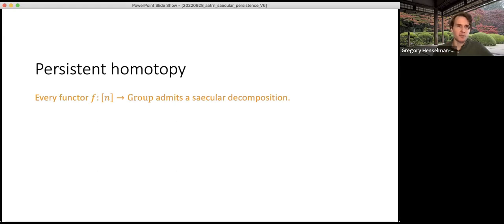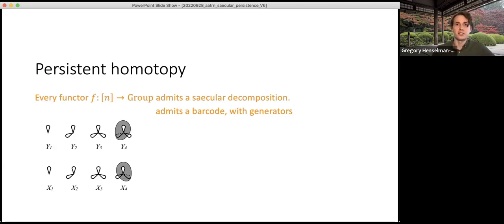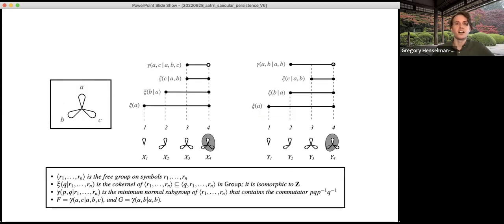So any functor from a finite totally ordered set into group admits a secular decomposition. That means it admits a secular barcode and secular generators. We talked about this pair of filtered spaces earlier, and here are the corresponding barcodes for them. I guess we probably won't have time to dive too deeply into how these bars are calculated, but if folks are interested, I'm happy to stick around after or talk with you offline about how it's calculated. And again, this is interesting because this is a pair of filtered spaces that have isomorphic pointwise homotopy, isomorphic pointwise homology, and identical homological barcodes, but they have distinct homotopical barcodes.